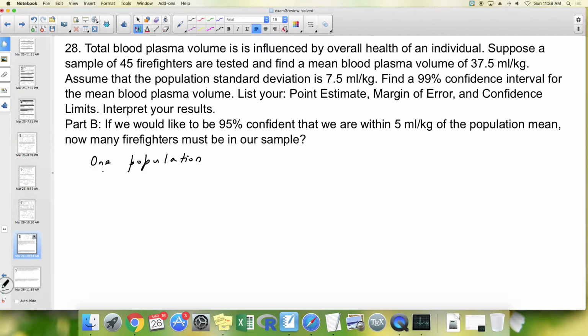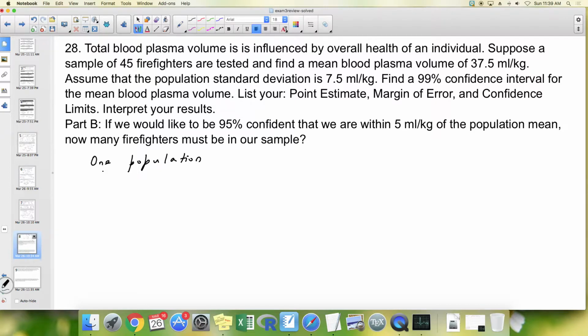Now we have only done one population, so you may be thinking, what's one population versus two populations? That's because you have only done one population, but in the next class we shall be doing this.